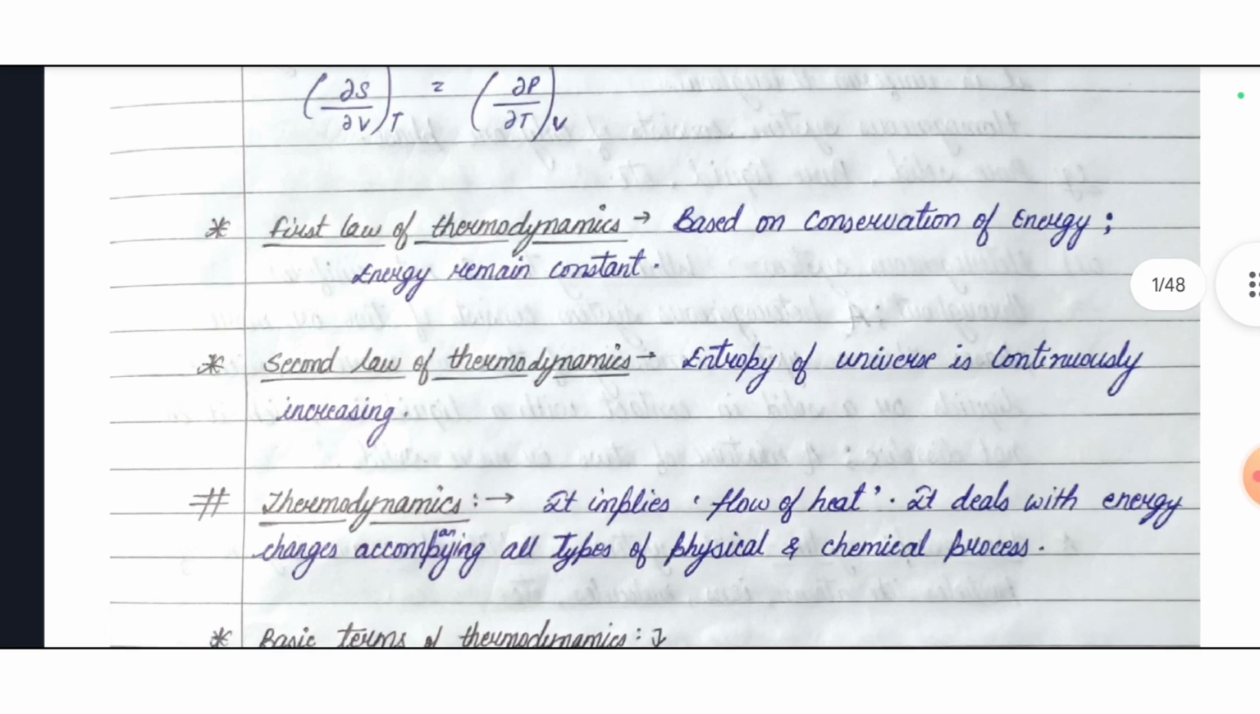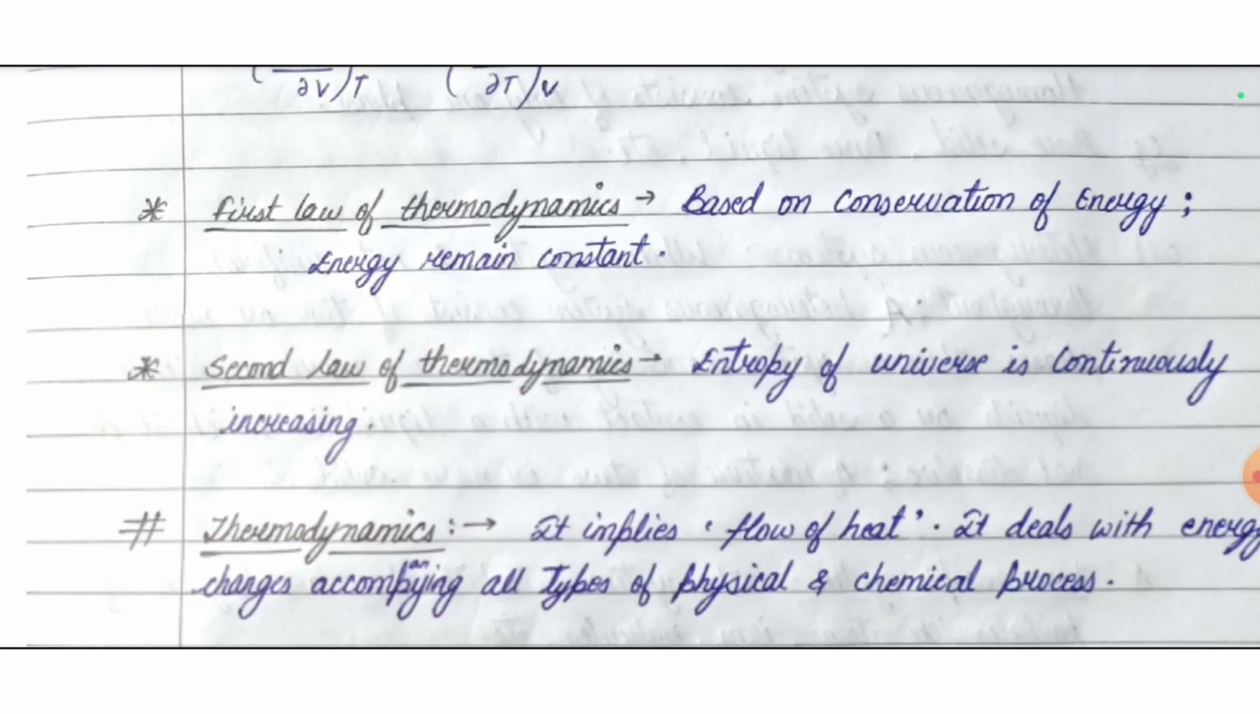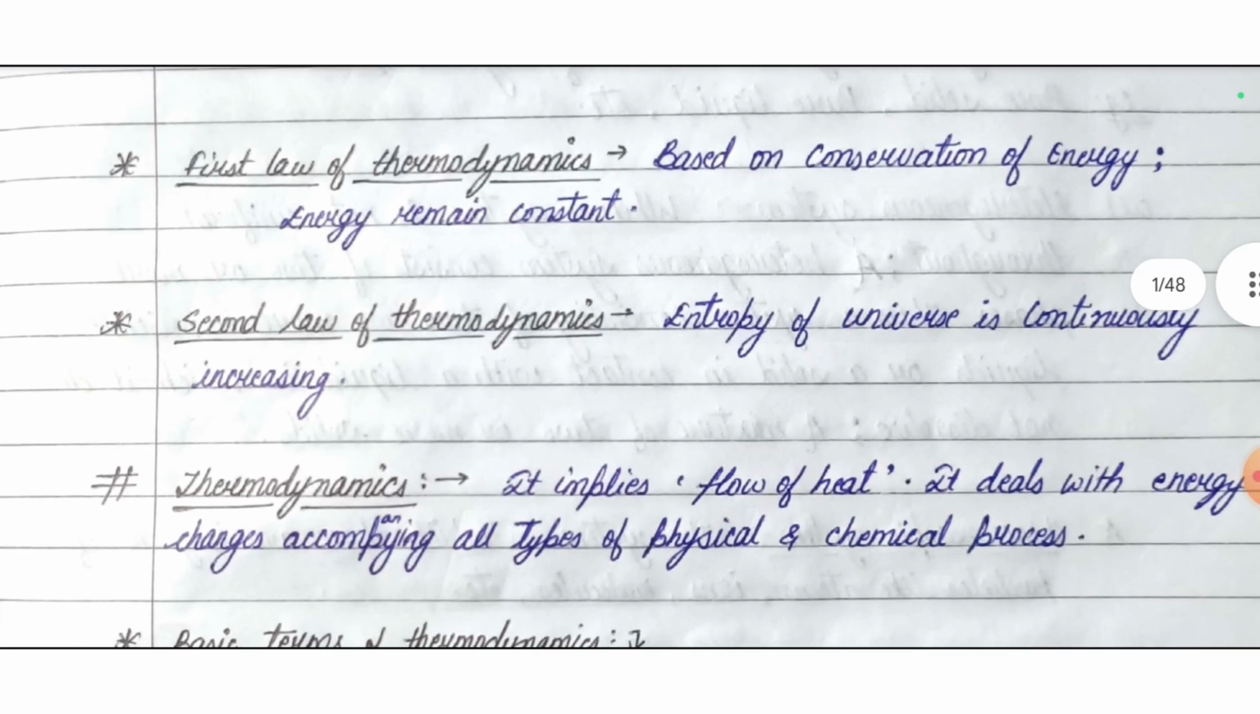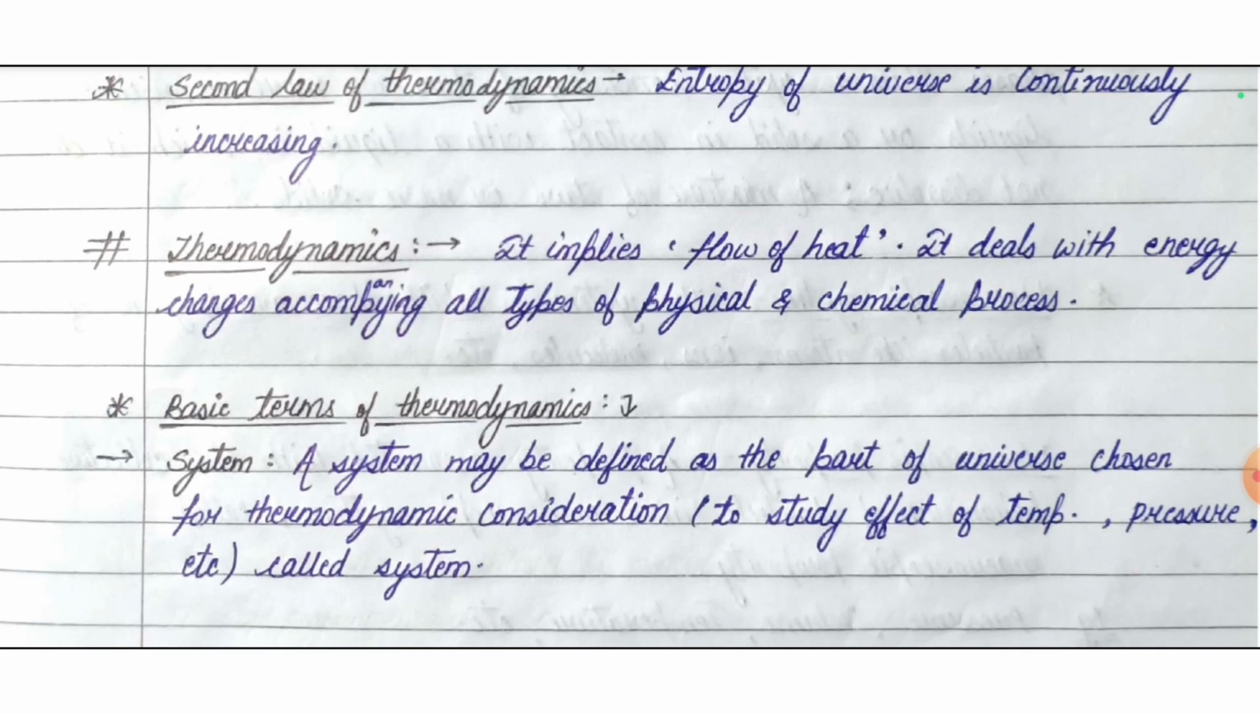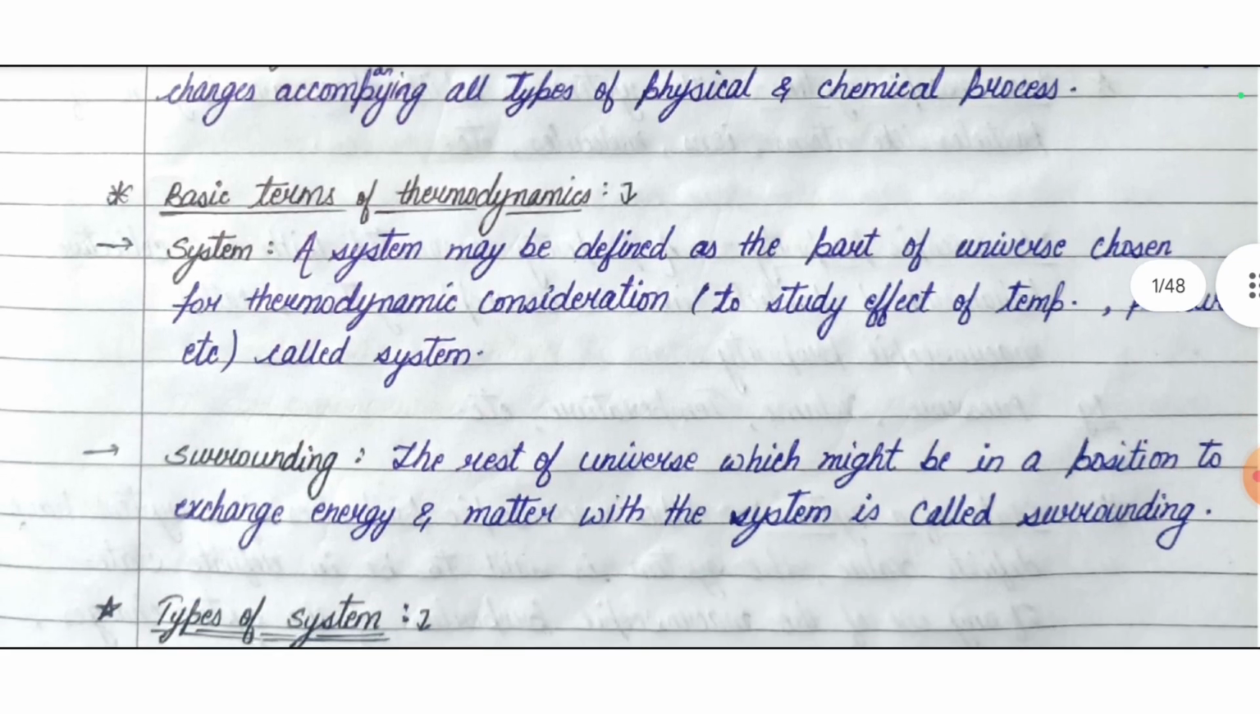First law of thermodynamics: based on conservation of energy, energy remains constant. Second law of thermodynamics: entropy of the universe is continuously increasing. Thermodynamics implies flow of heat. It deals with energy changes accompanying all types of physical and chemical processes.